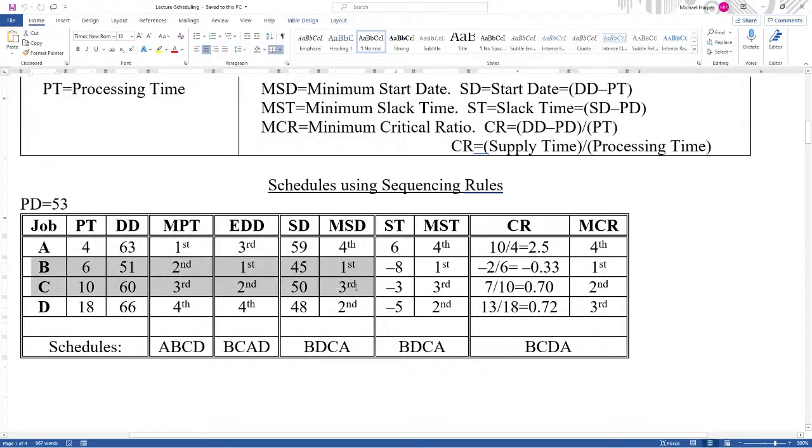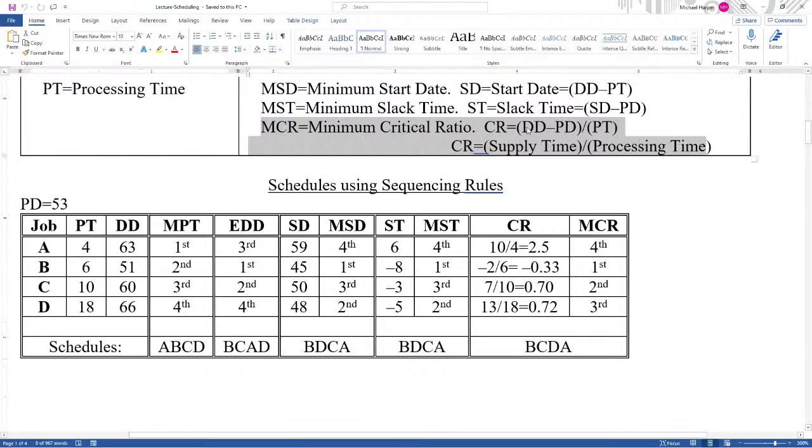All the other 3 jobs are going to be late no matter when you start them, because the present date is when you start. So this is a terrible schedule. They're all going to be late. So I introduce this just to show you all the different types of possibilities on the start date and slack time. The last one is the critical ratio, the minimum critical ratio.